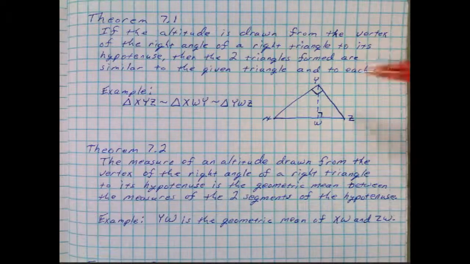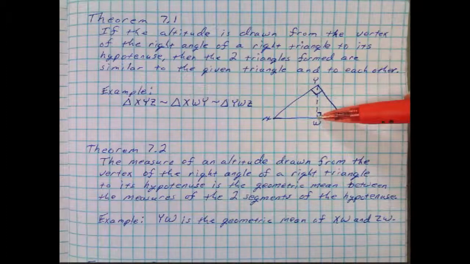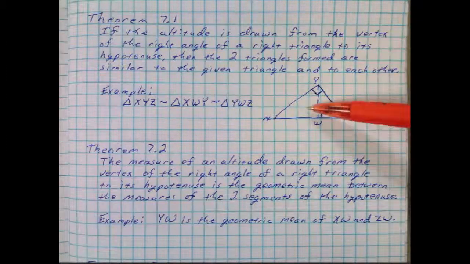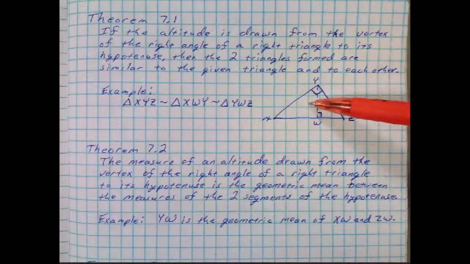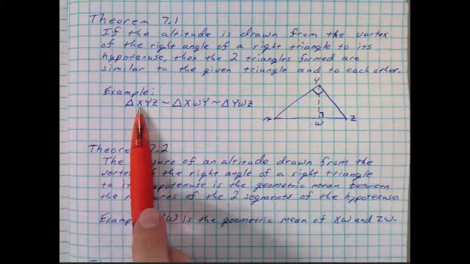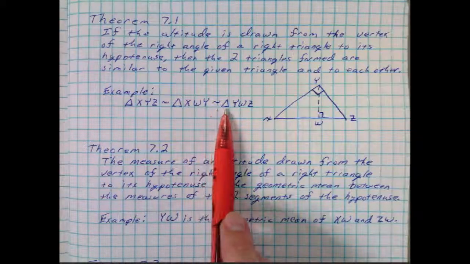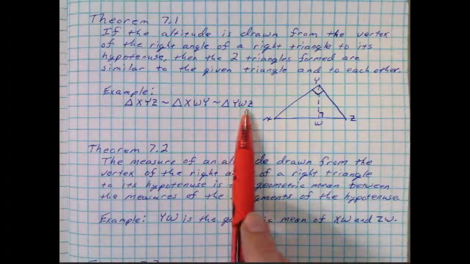So it's telling us when we make an altitude from the right angle to the hypotenuse, so it's perpendicular, then we create 3 similar triangles. The 2 little ones, and then the large one. So triangle XYZ is similar to triangle XWY, which is similar to triangle YWZ.